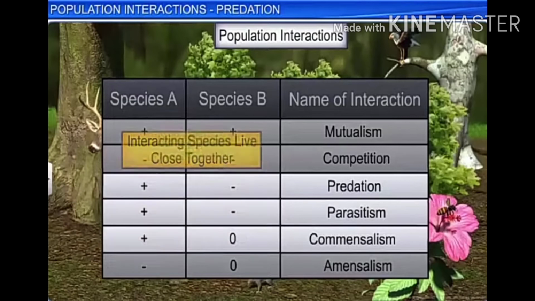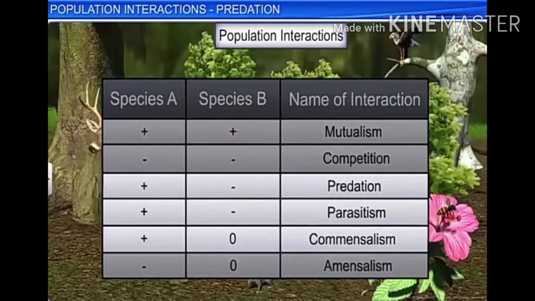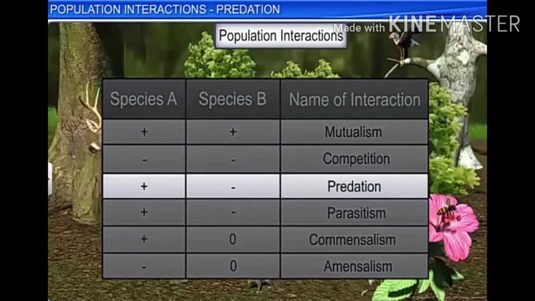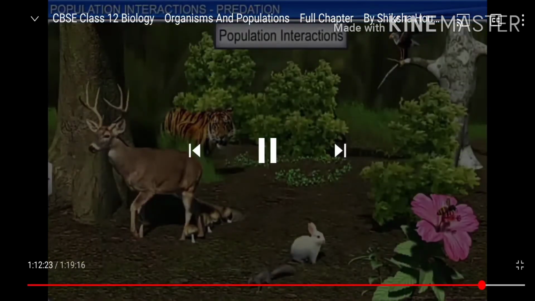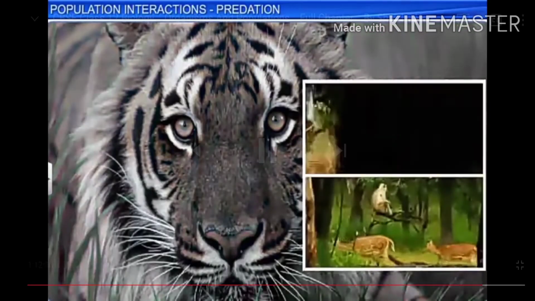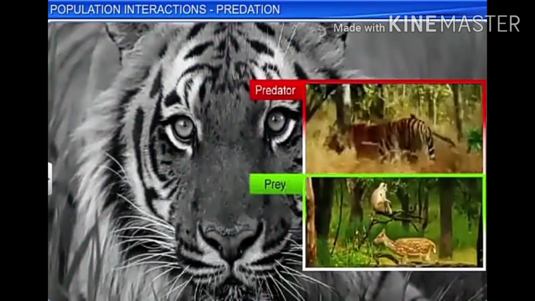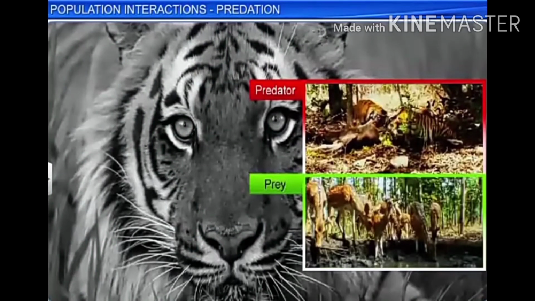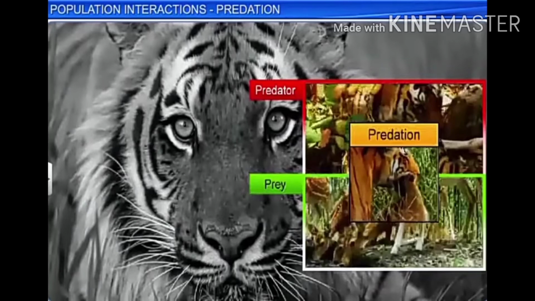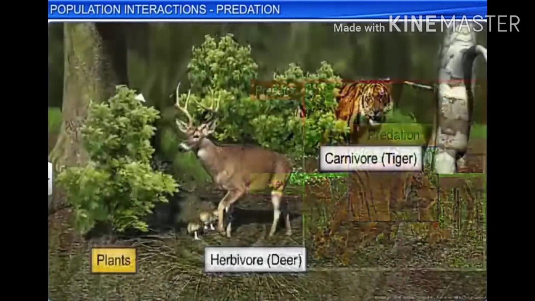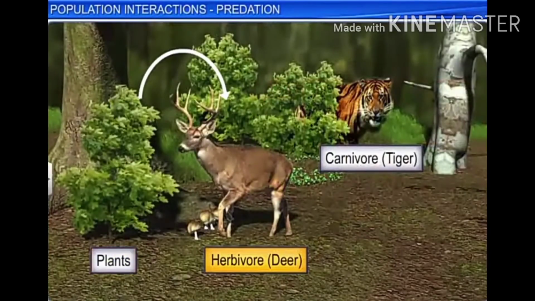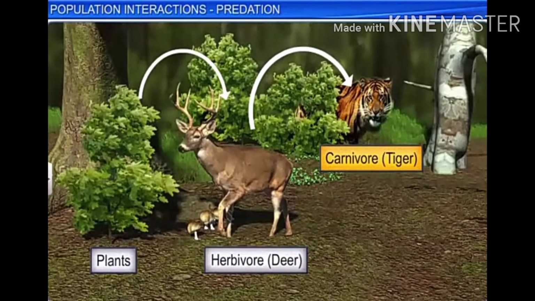Let's look at predation in detail. When members of one species called the predator feed on another species called the prey, the interaction is known as predation. For plants, herbivores are the predators, which in turn are predated by carnivores. In fact, predation helps in the transfer of energy from one trophic level to another.